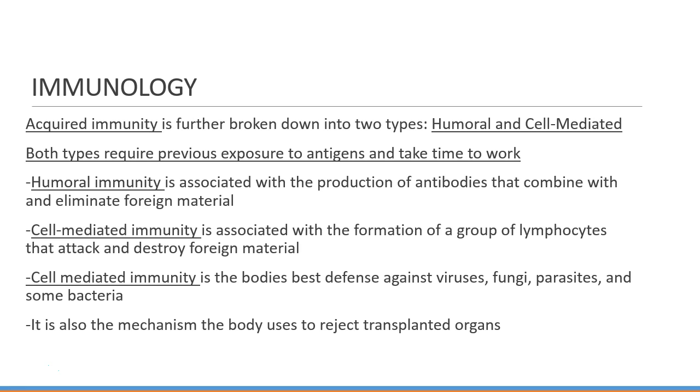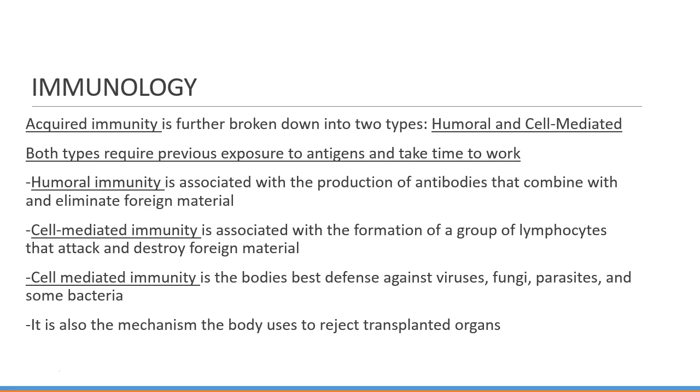Acquired immunity is broken down into two types, humoral and cell-mediated. Now, both of these require previous exposure to antigens, and they take some time to work. Acquired immunity is basically the process by which the body recognizes non-self and mounts a specific defense against it. Acquired immunity can be thought of as an enhancement to the inflammatory response. It offers two more specialized features beyond the basic inflammatory response.